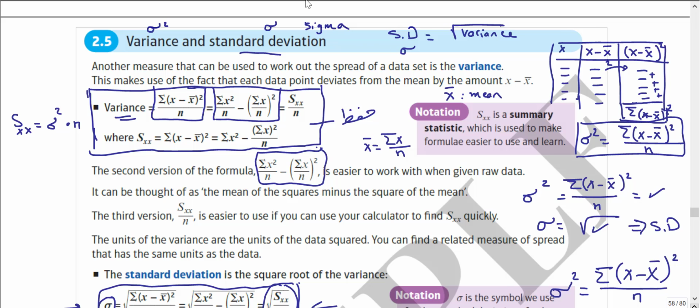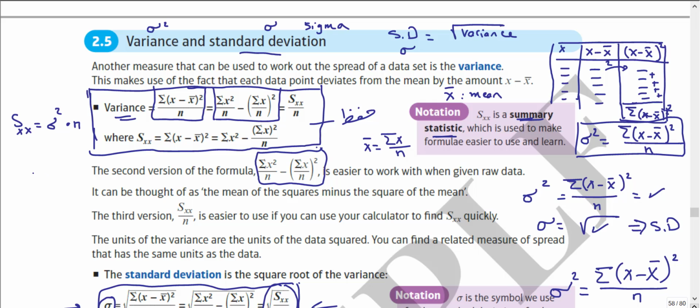SXX, we call it... this has a name. What's the name? Summary statistic. It's called summary statistics.